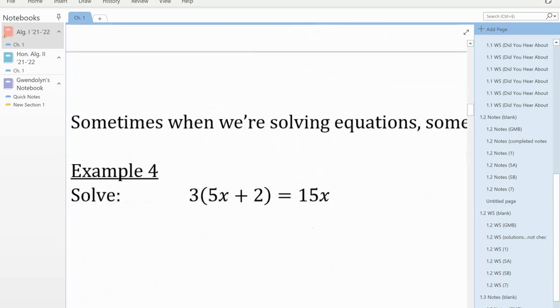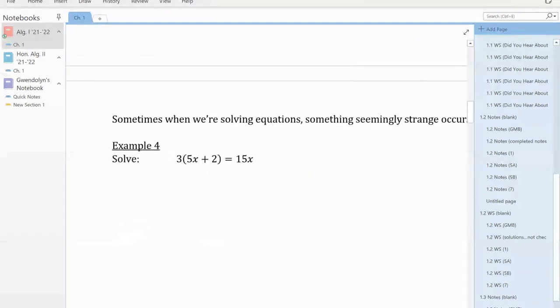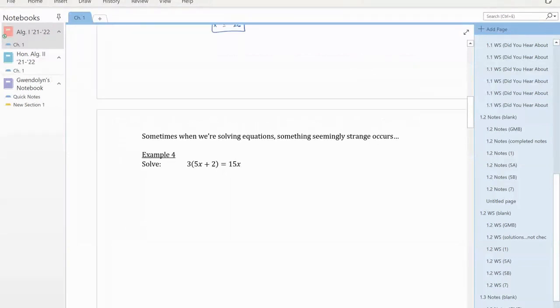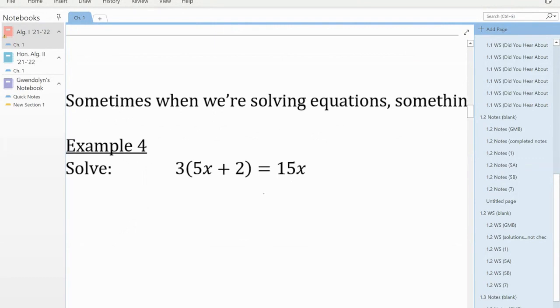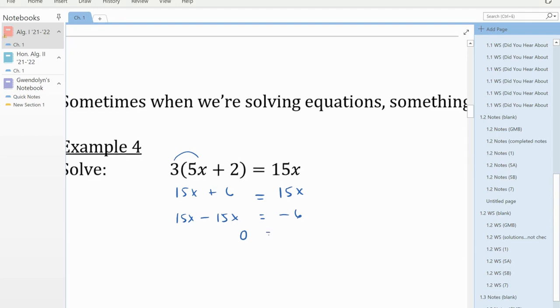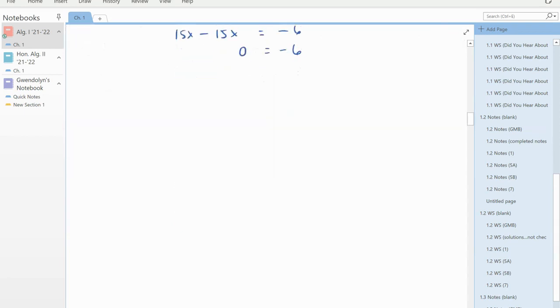Now, sometimes something seemingly weird happens. Let's say we're working on this equation: 15x plus 6 equals 15x. You're like, okay, I've got to get my x's on one side. Subtract 15x, and I'll end up with, see, 15x minus 15x, that's 0 x's, which is just 0. And there's 6. There's no variable left. What does that mean? Hang on.